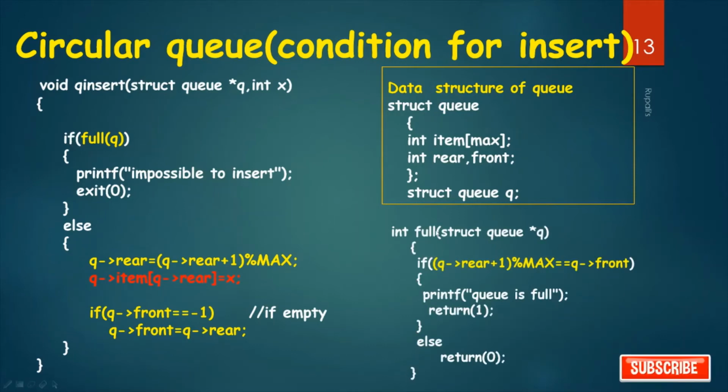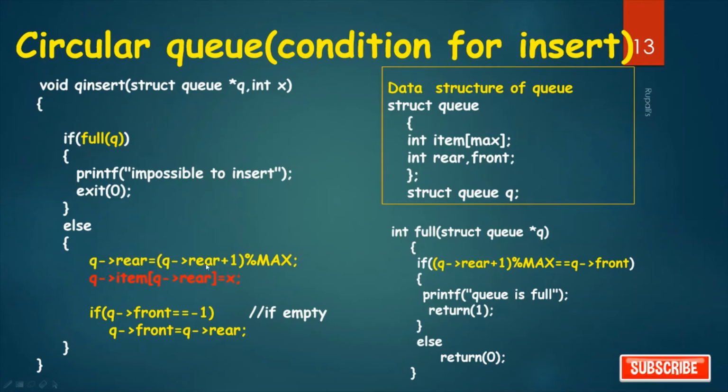This full function, we already learned how to write for circular queue. Call the full function by passing the address of the queue structure, and if that function returns 1, it means our queue is full, then it is impossible to insert. Otherwise you can insert. If that function returns 1, then there is one printf statement, it is impossible to insert, then end of the program. Otherwise, we already learned what is the condition for insertion.